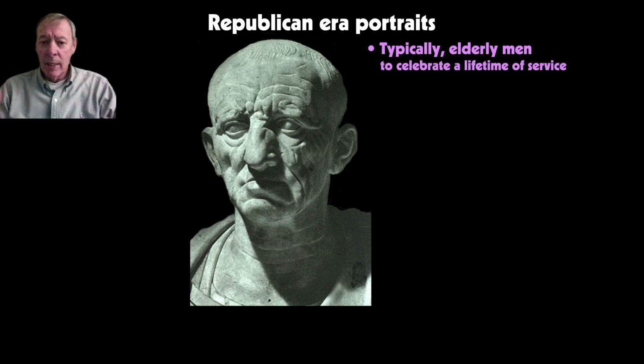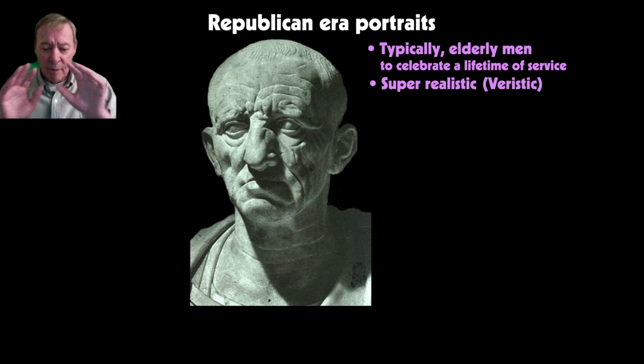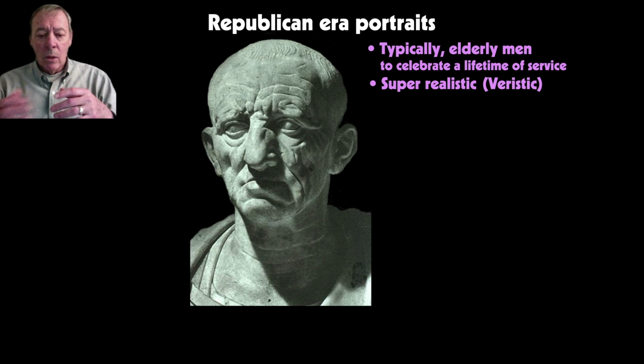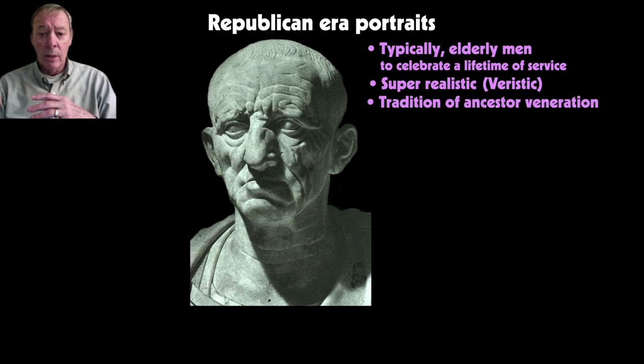Now, as you can see, super realistic. The term that we use for this type of realism is verism, or veristic artwork. In other words, absolutely faithful to the subject with no attempt to idealize or to make more beautiful. So where we would get this tradition of verism in portraiture probably stems from the tradition of ancestor veneration.